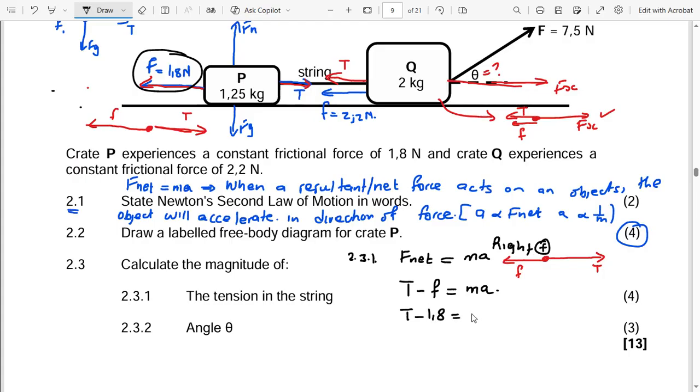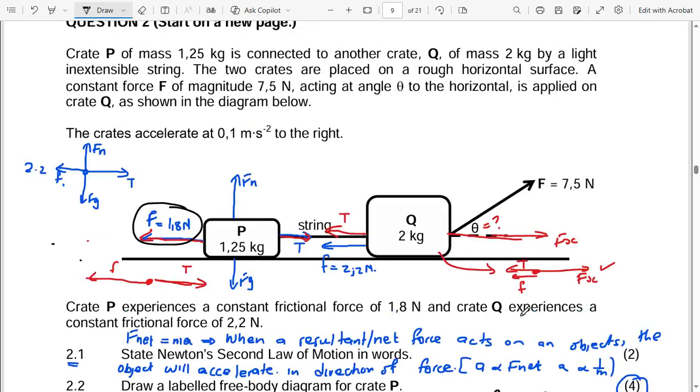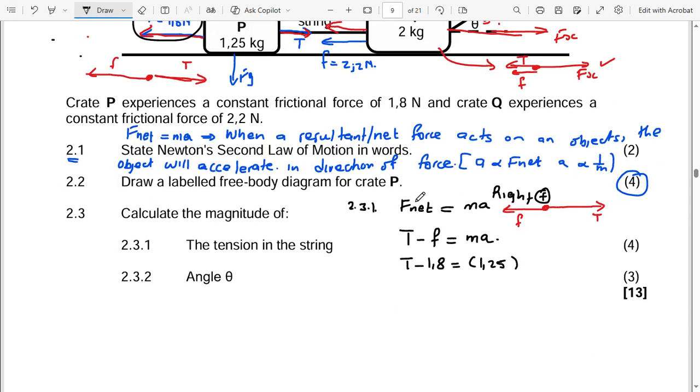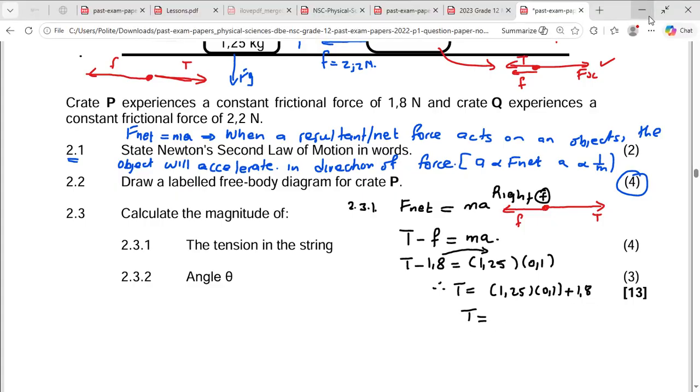1.8 is equal to the mass we are using, crate P, which is 1.25, times the acceleration. The acceleration was given in the statement, I still remember, as 0.1 meters per second squared. So what will be the tensional force? It is 1.25 into 0.1, then take the 1.8 to the other side and it becomes positive 1.8. The answer that you get will be your tensional force.